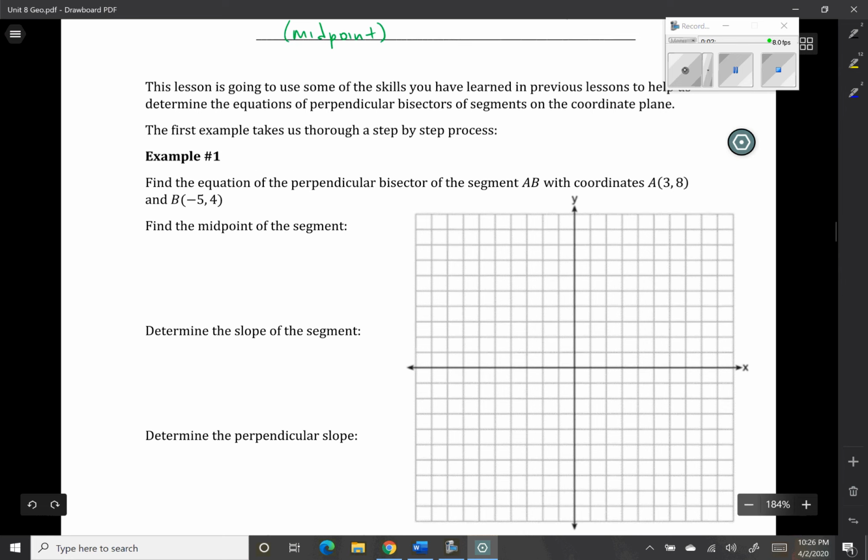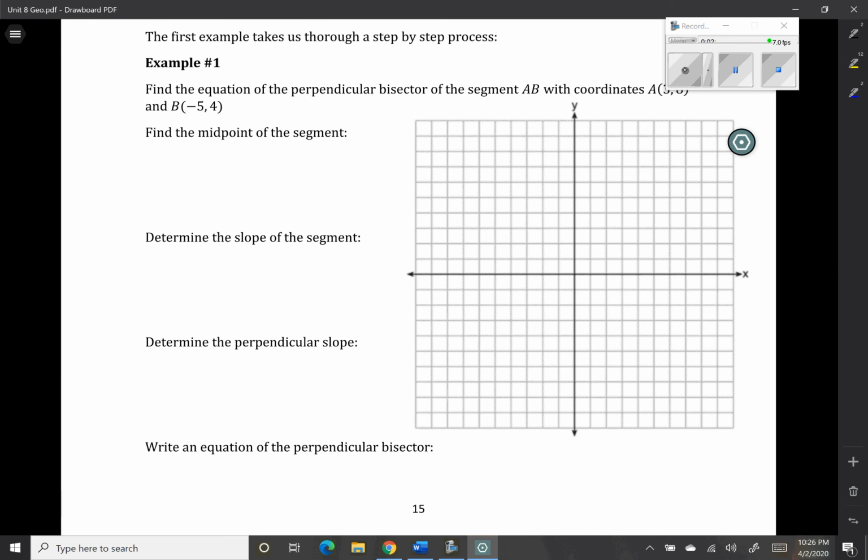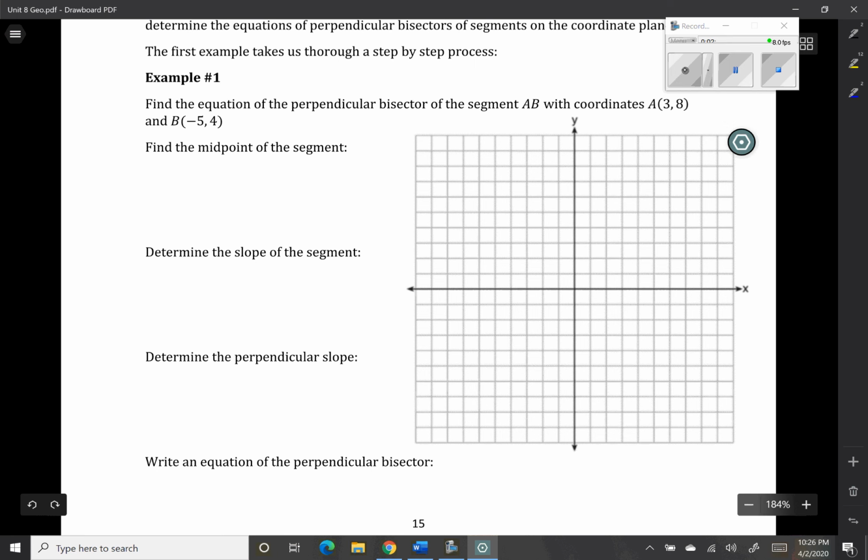So in example 1, I have the process outlined for you here on the left. The process is first find the midpoint, then determine the slope, then determine the perpendicular slope, and then write an equation of a line. It's basically what we just did in the last couple lessons. We're just putting it all together. So let's take a look at this first question. It says segment AB has coordinates of 3, 8 and negative 5, 4. So let's graph those. And if we go through and connect our points here, we have this line segment.